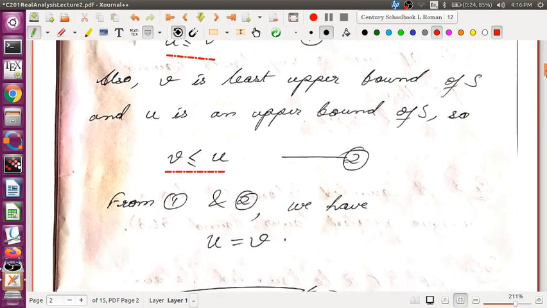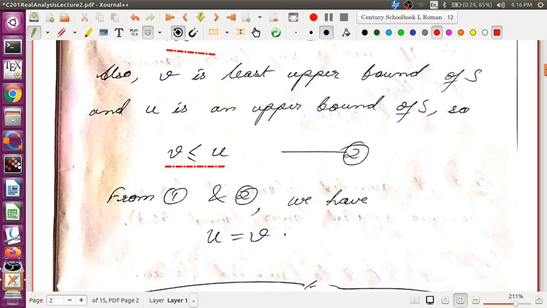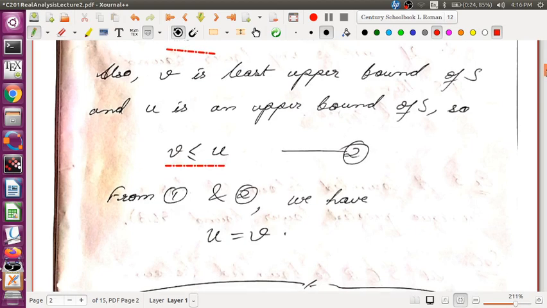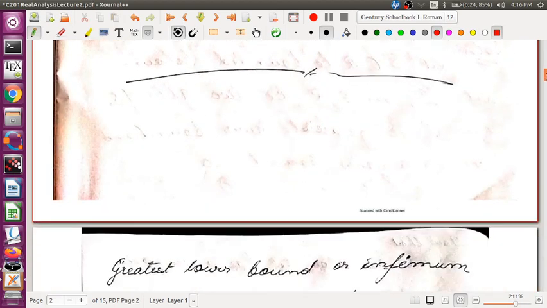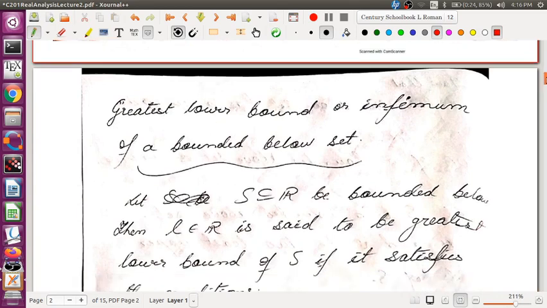So from 1 and 2, we should have what? U less than or equal to V, V less than or equal to U. So that will imply that U is equal to V. Only this case is possible. Okay. If both 1 and 2 are to be true, then the only possibility is U equal to V, right? So the least upper bound of a bounded above set is unique.